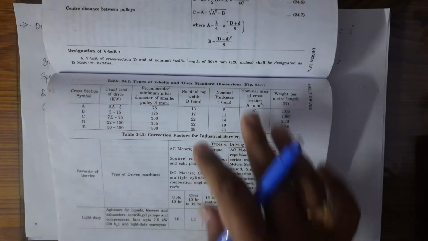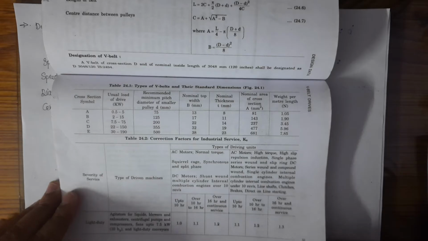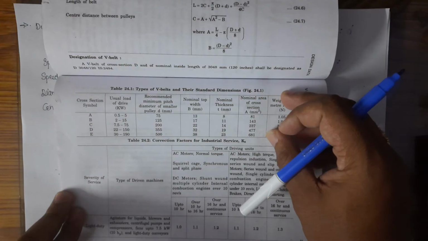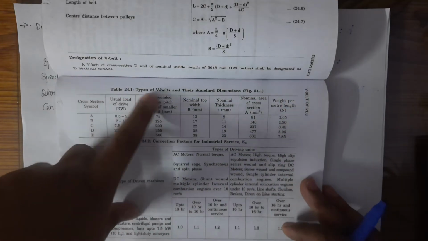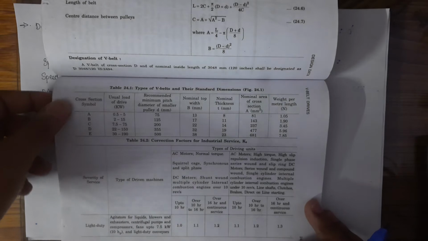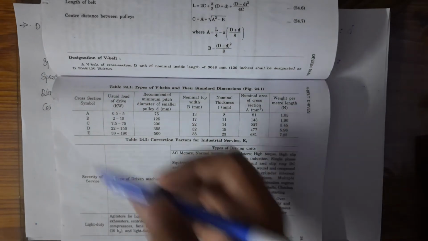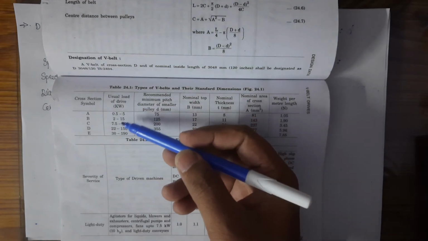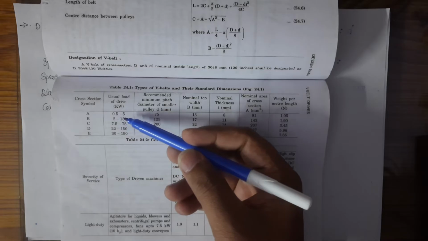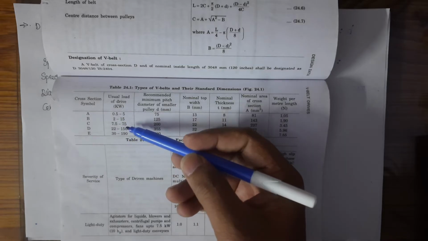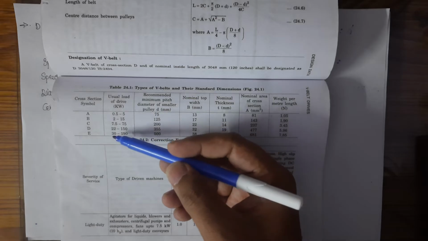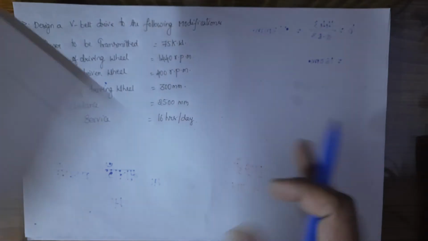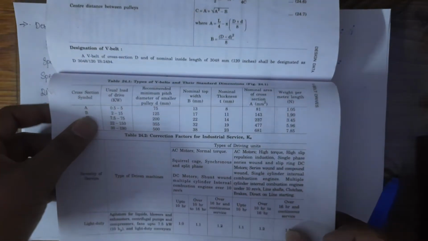In the data book, page number 24.3, you can find the data related to V belt drive. 24.1 gives the types of V belts and the standard dimensions, with the cross section symbols A, B, C, D and E. You can see the load, that is the power to be transmitted: 0.5 to 5, 2 to 15, 7.5 to 75, 22 to 150 and 30 to 190. Here the belts that suit are C, D and E.